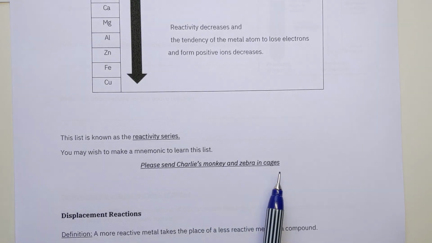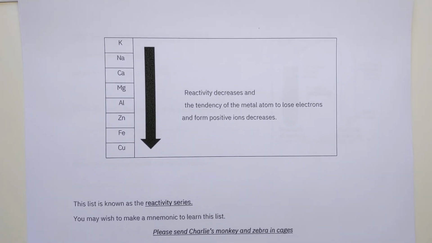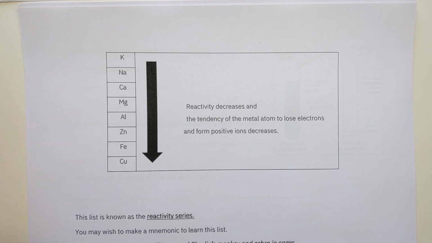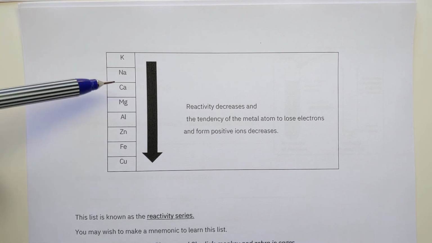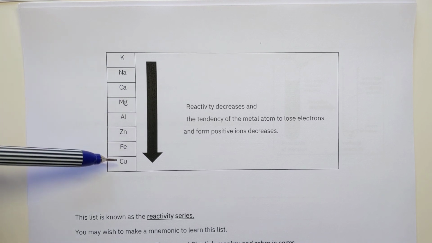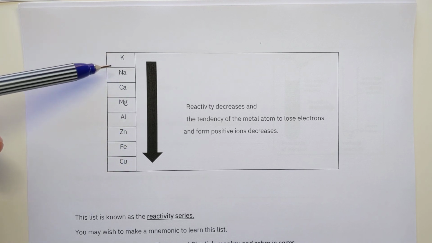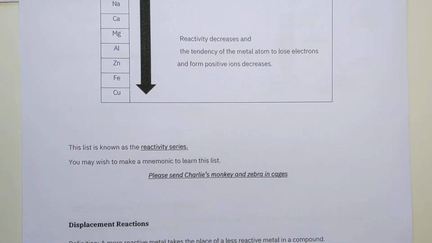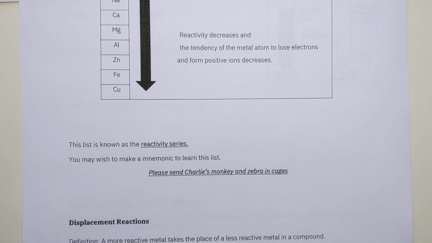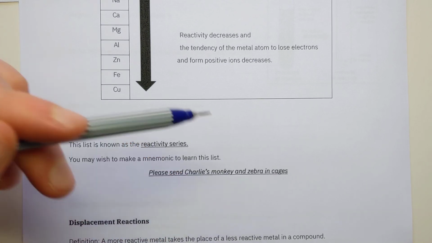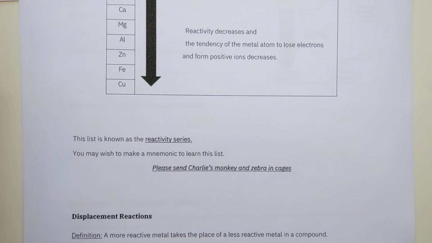Little point here, just think about revision. Technically speaking, you are meant to know the order of reactivity. It's not the most common question. Most of the questions are just about the reactions of the metals. But they could, if they want to be nasty, ask you to fill in a missing metal or missing three metals. So you might want to think of a wee mnemonic to try and remember what the order is from top to bottom. The suggested one is please send Charlie's monkey and zebra in cages. So like potassium, sodium, calcium, magnesium, aluminium, zinc, iron, copper. I'm sure you could come up with an even better one than that.